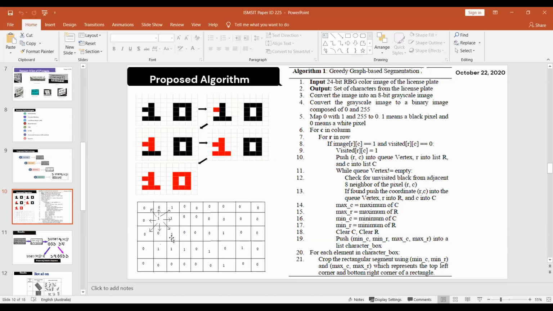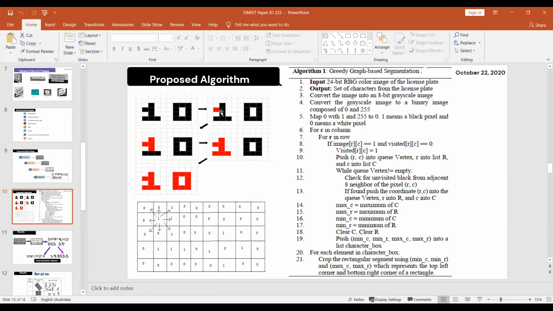Once we get all the neighbors that are not yet visited but black, that means those are part of a character because these are black. For each of the neighbors, we'll do the same thing. That means we'll find the neighbors that are not visited yet but black. So we'll keep the process running until a point where we don't get any black neighbors.